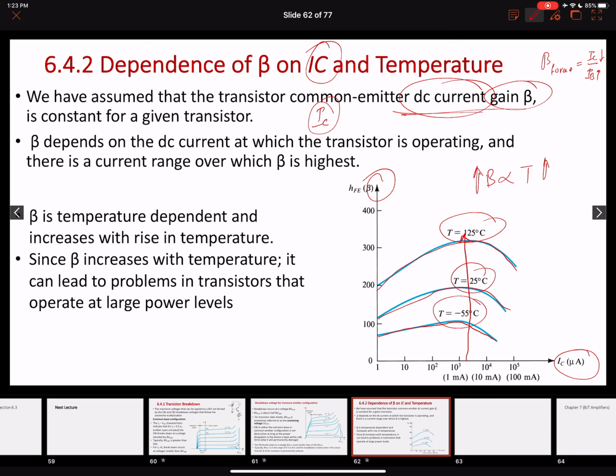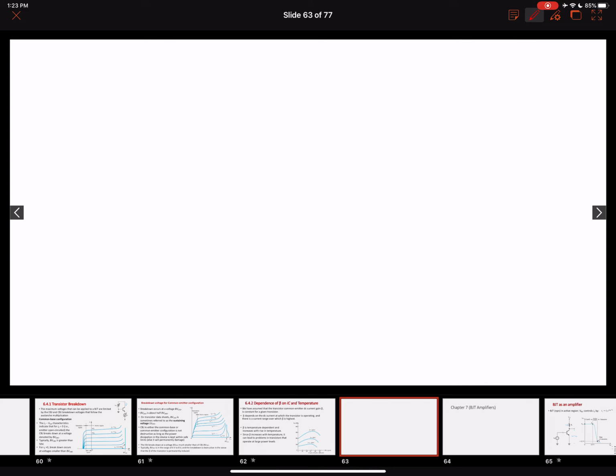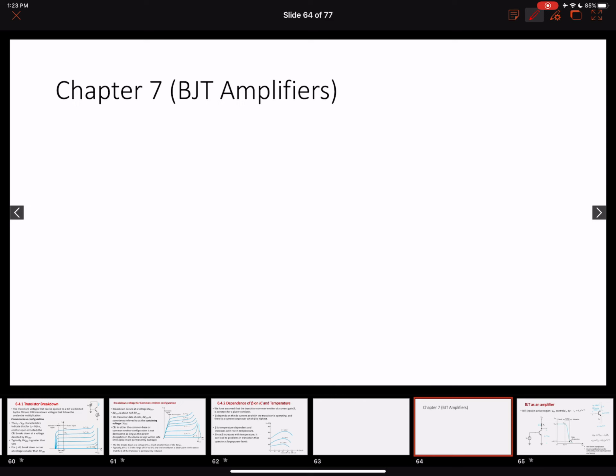So with that, this was the final topic of our chapter number 6. With that, we are ending chapter number 6. And in the next lecture, we are going to start with chapter number 7. We already covered the contents of chapter number 7 related to MOSFETs. However, starting the next lecture, we are going to cover the contents that are related to BJT amplifiers.